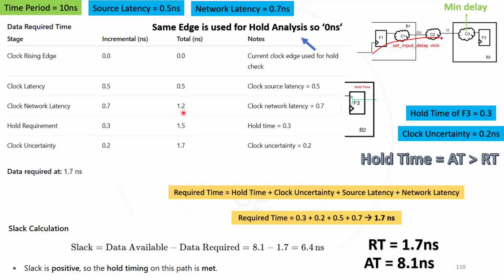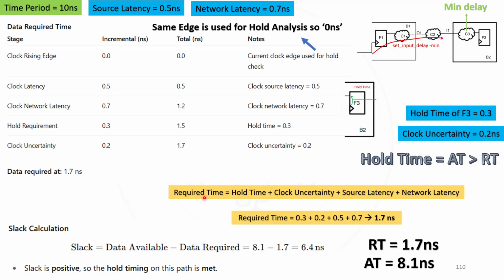So this 1.2 plus 0.3 will give 1.5 nanosecond, and there will be some clock uncertainty. So this 1.5 plus 0.2 will be added to get 1.7. So remember this point. In case of setup analysis, clock uncertainty is subtracted, whereas in case of hold analysis, it will be added. For hold analysis, there is no need of time period, whereas in case of setup analysis, total time period minus setup is something which we take.